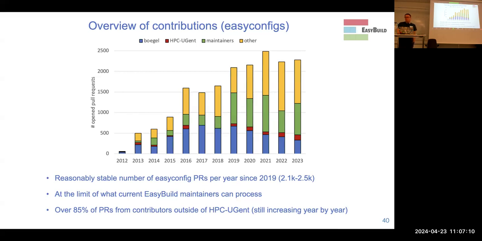We're not really keeping up with incoming contributions, I would say, but given the numbers we're getting here, over 2,200 pull requests a year, we're not doing that bad, I think. So we're actually doing quite okay.